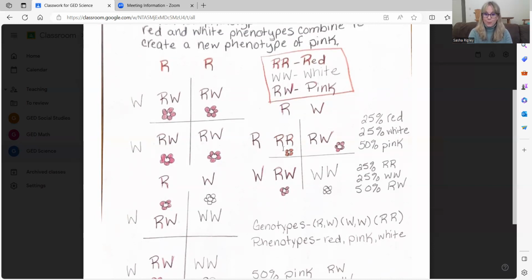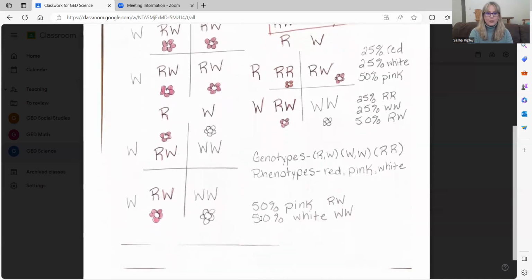I have a 25% genotype probability of RR, 25% genotype probability of WW, and then I have a 50% probability for my genotype of RW. If we're talking about phenotypes, it's 25% red, 25% white, and 50% pink. All right, one more Punnett square.